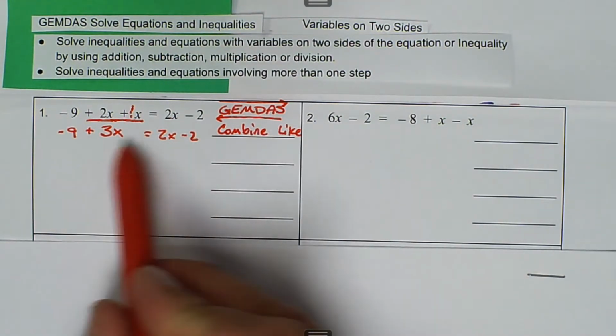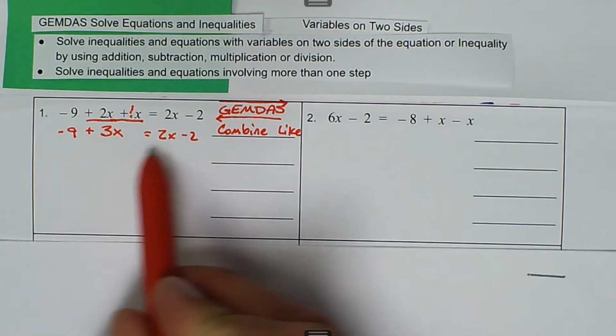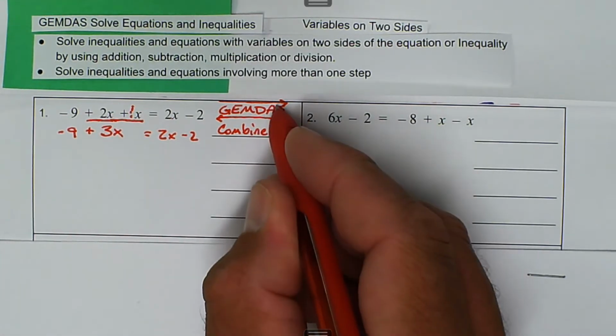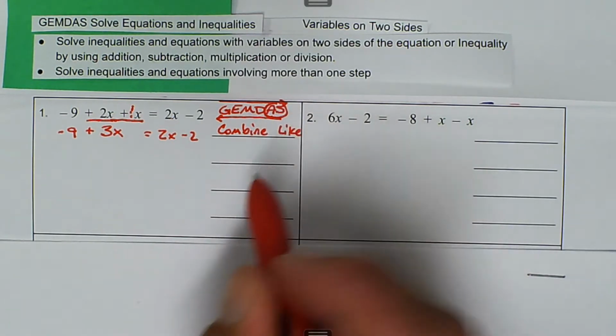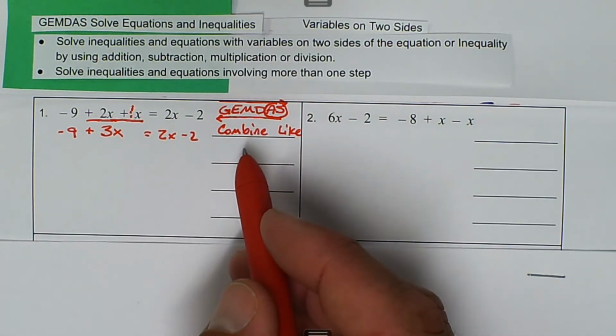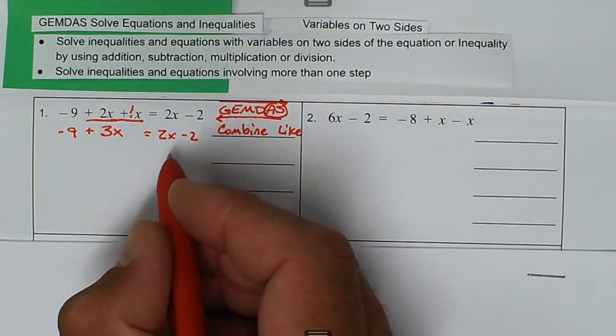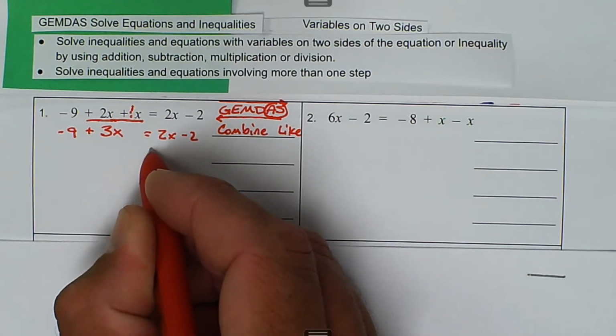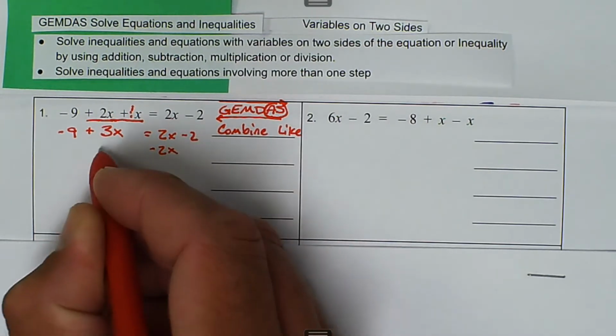Then we look if there's anything else that we can simplify, and in this case, there isn't. So now we have to start solving. We want to look at addition and subtraction, and then work our way back to groups. The first thing we want to do is get our variables together on one side. So here we have a positive 2x, so I want to subtract 2x.